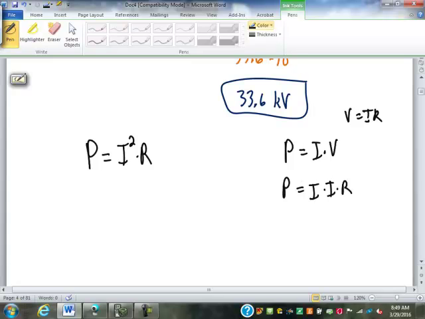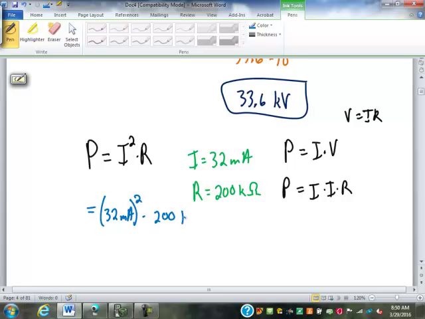So if you have the current is 32 milliamps, and the resistance is 200 kilo ohms. Now again, you guys may have done just 0.032, changed the milliamps into just amps, and the kilo ohms into just ohms, but we're going to leave it that way. 32 milliamps squared times 200 kilo ohms.